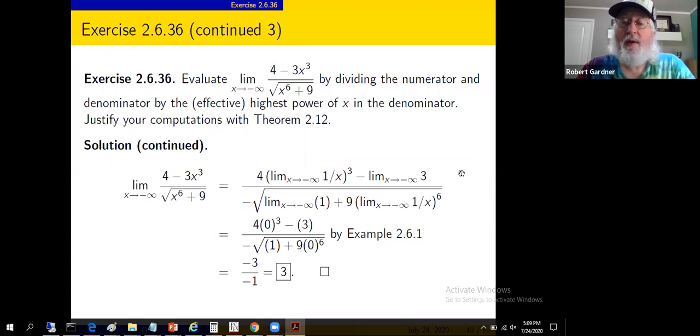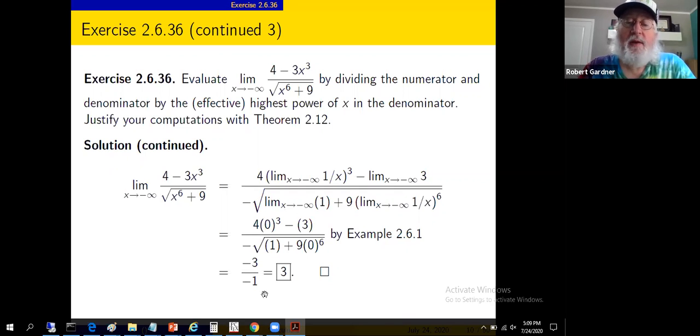Okay, so recopying where we left off. This is the last line from the previous slide. Limit of 1 over x goes to 0. Limit of 1 over x goes to 0. 0 cubed and 0 to the 6th. Let's write that out so you can see where everything came from. Constant goes to the constant of 3. This constant goes to 1. Don't forget that negative sign that was looming around out front. Numerator gives us -3. Denominator gives us -1. And so the limit is 3.